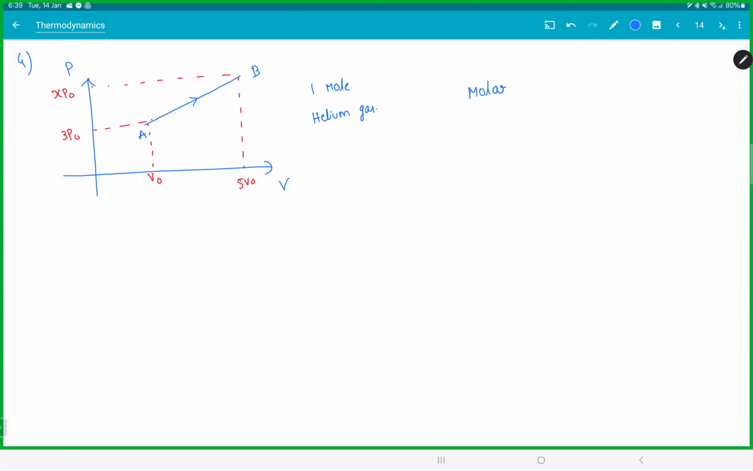So for this process, the molar heat capacity from A to B is 13R by 6. Find X. Remember, what is molar heat capacity? dQ is nC dT, that's C.